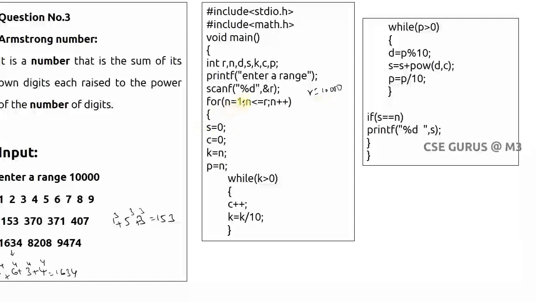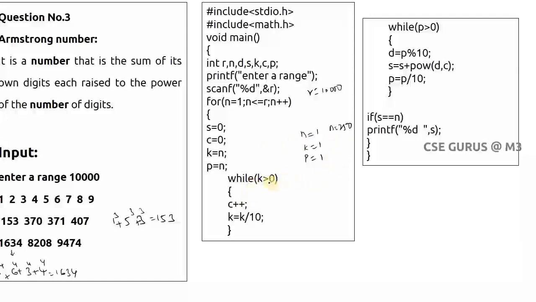In order to check that, n has to start with 1. If I give R value as 100, n will become 1, 2, like this up to 100. So that is the loop I have written. S equals 0 is to find the sum, C equals 0 is the count of the number of digits, and K equals n is a temporary variable. P equals n is also a temporary variable, a copy of the original value. I am placing it into the K variable as well as the P variable. Let us suppose n equals 1, then K will become 1, P will become 1. That means I am taking 2 copies of the value which we are checking for Armstrong. If n value is 250, K will become 250 and P will become 250.